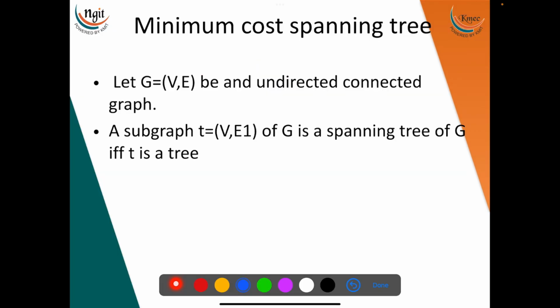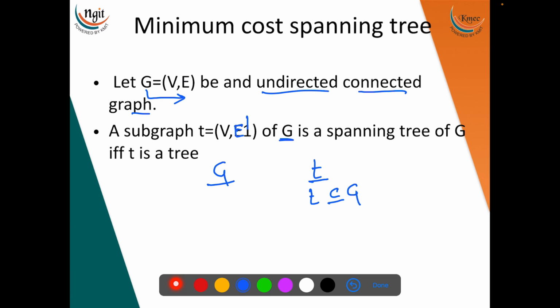So what is a spanning tree? Let G equal (V, E), where G is a graph and it is an undirected connected graph. Now a subgraph T equal to (V, E') of G is a spanning tree of G if and only if T is a tree. Now I'm introducing 2 terms, G and T. G is a graph, T is a subgraph. That means T is a subset of G.